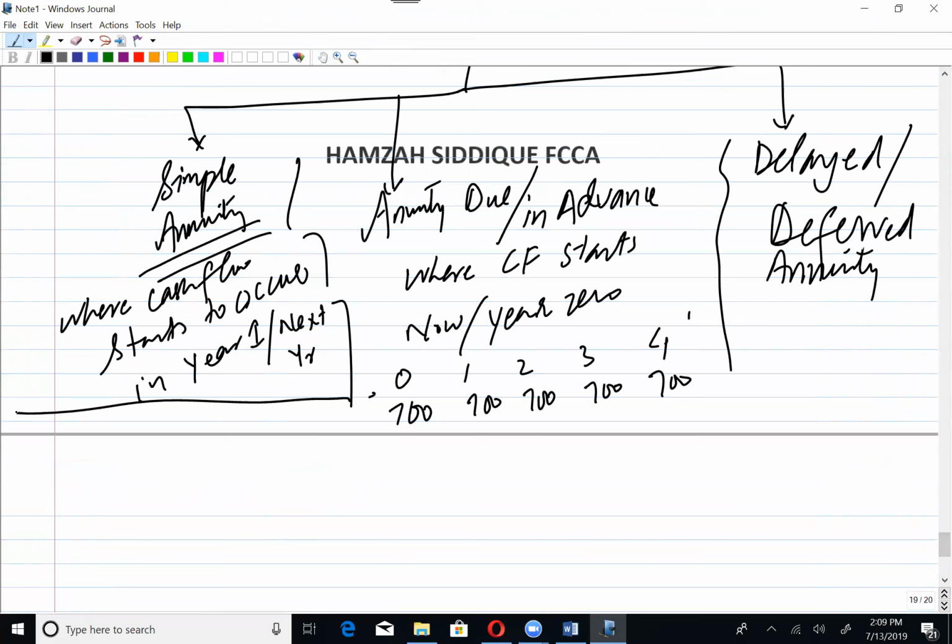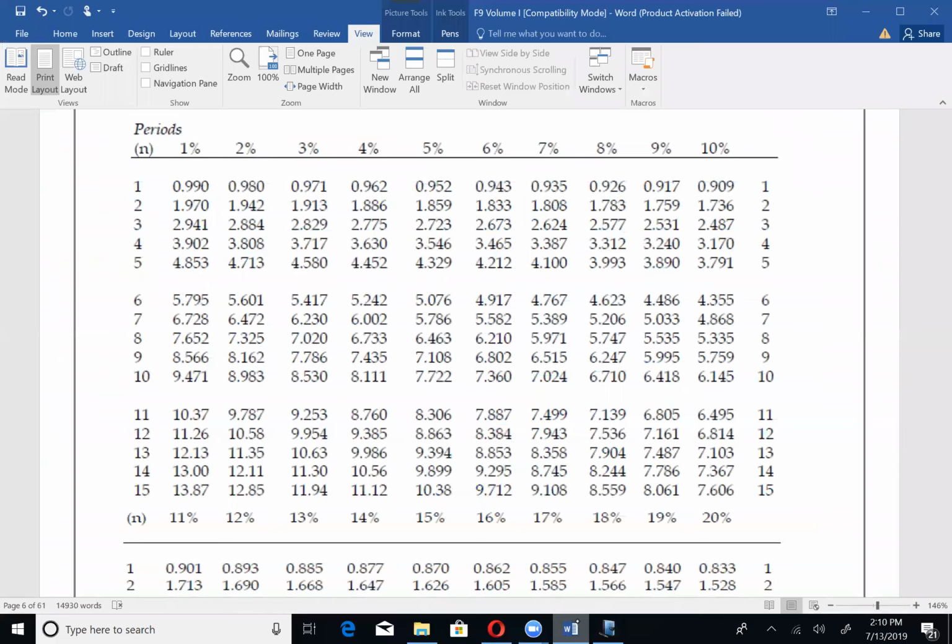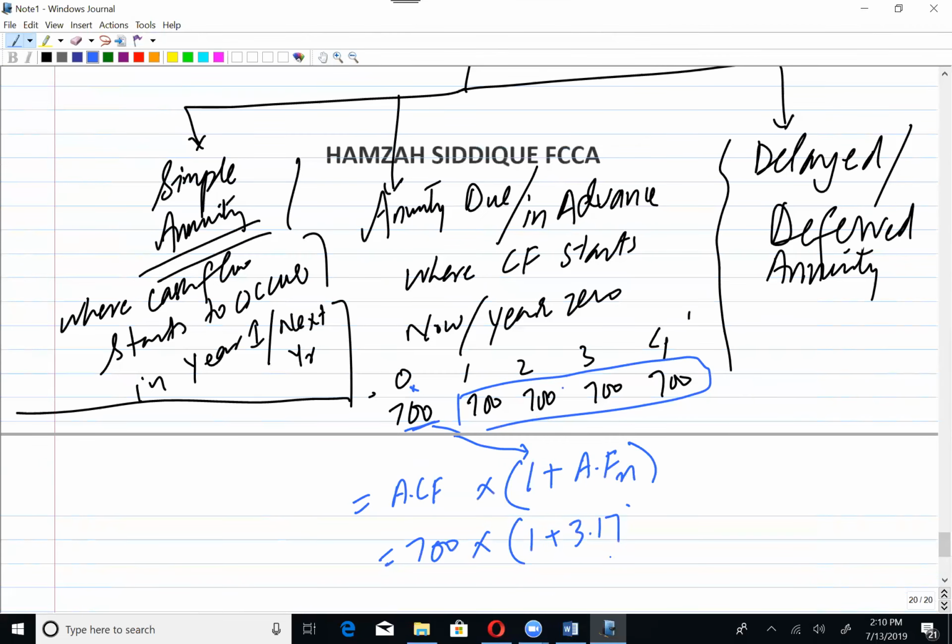Now, how to calculate the present value of this annuity? Students, just see here. If we ignore this one, this is a simple annuity, and the formula is annual cash flow cross annuity factor for the number of cash flows. Four cash flows, so annuity factor for four cash flows. This is year zero, and the year zero discount factor is always one. So we will add that: one plus the annuity factor. So annual cash flow 700 cross one plus the annuity factor for 4 years at 10%, 3.17. So you see here, in this way, it will be solved.